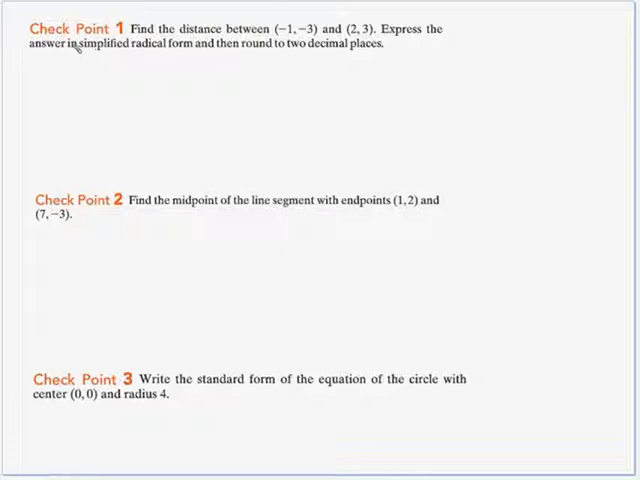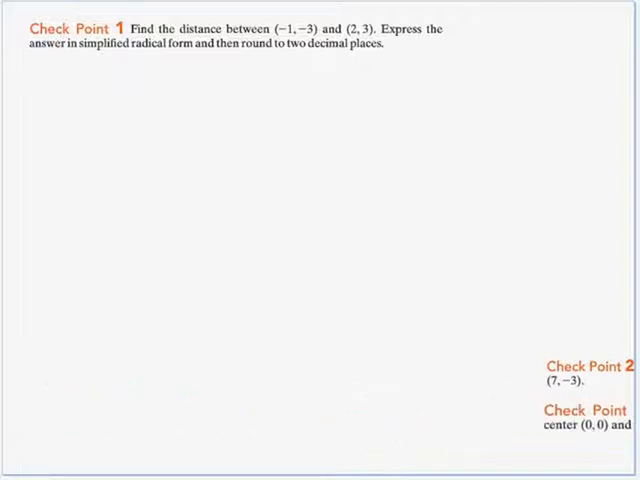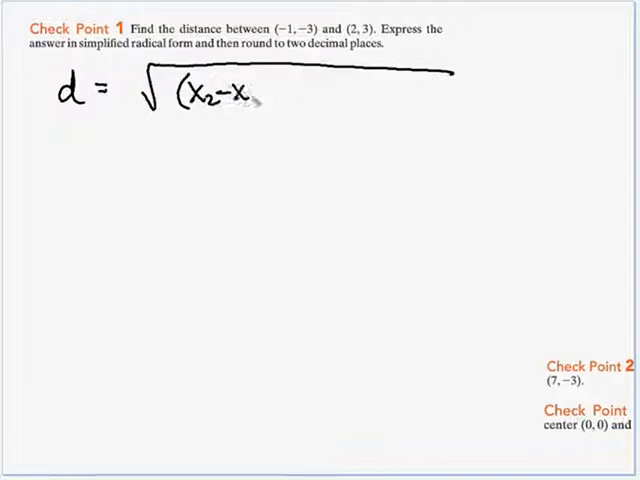Okay. Checkpoint 1. Find the distance between these 2 points. Express the answer in simplified radical form. Then round to 2 decimal places. Again, our distance formula. D equals big old radical. We subtract our x's and square it, and add to that. Subtract our y's and square that. So our distance equals.